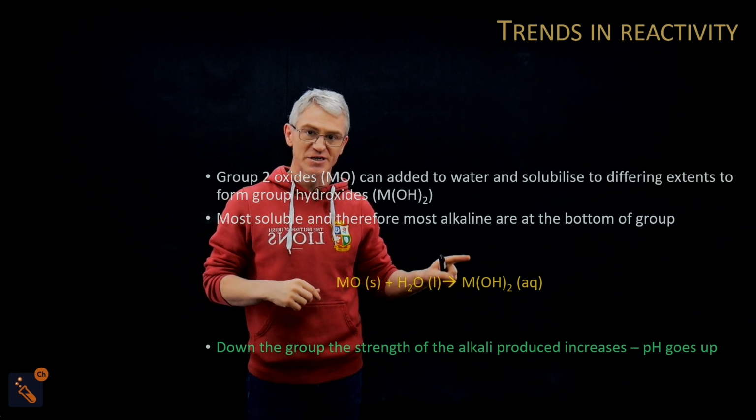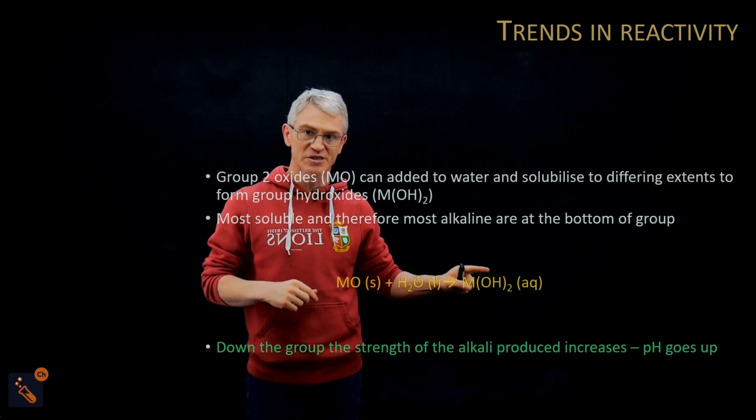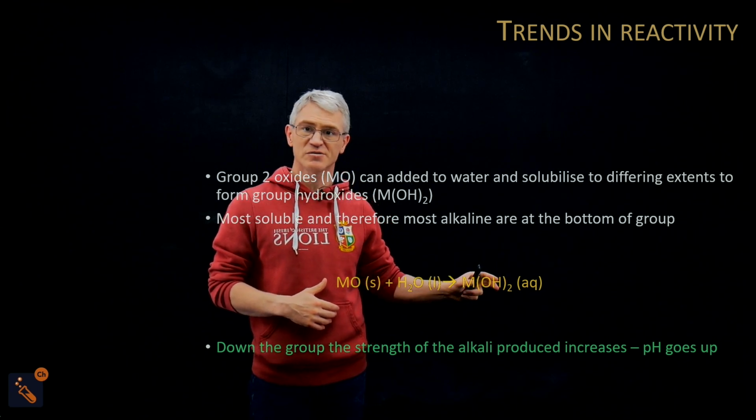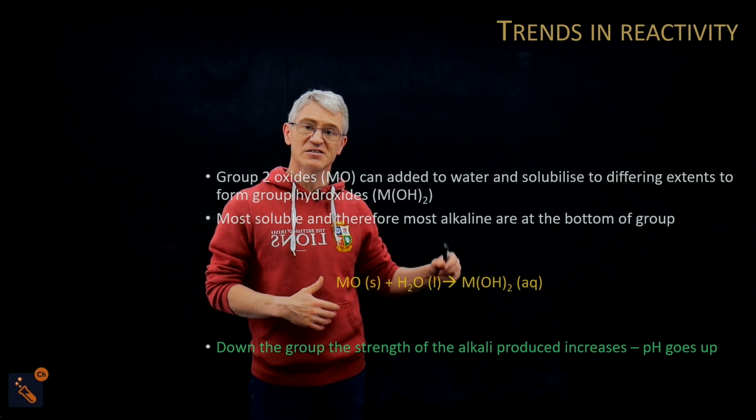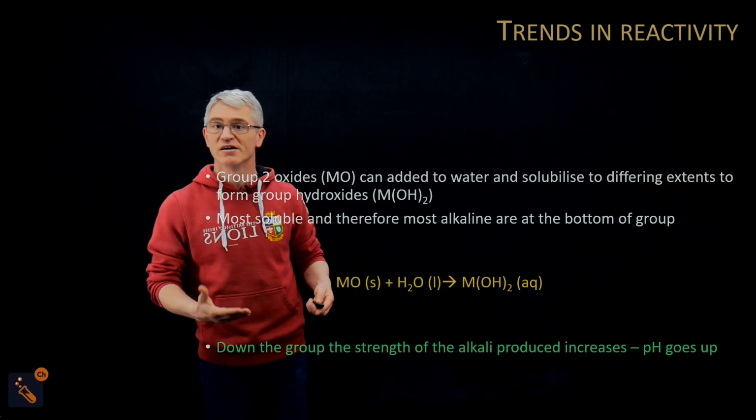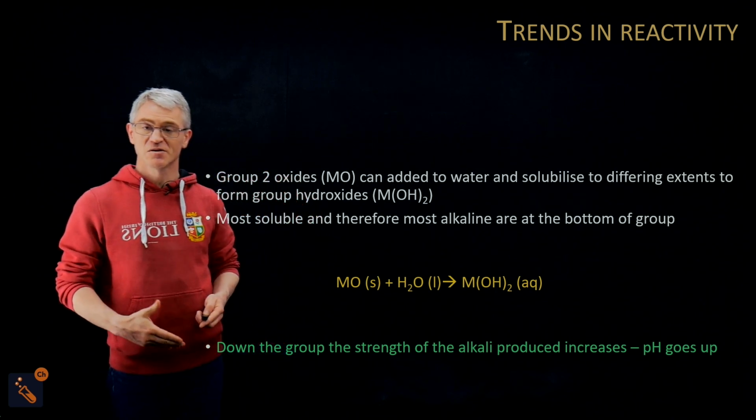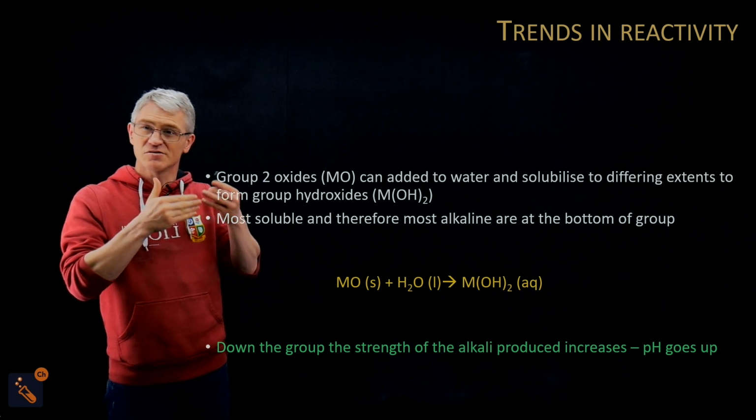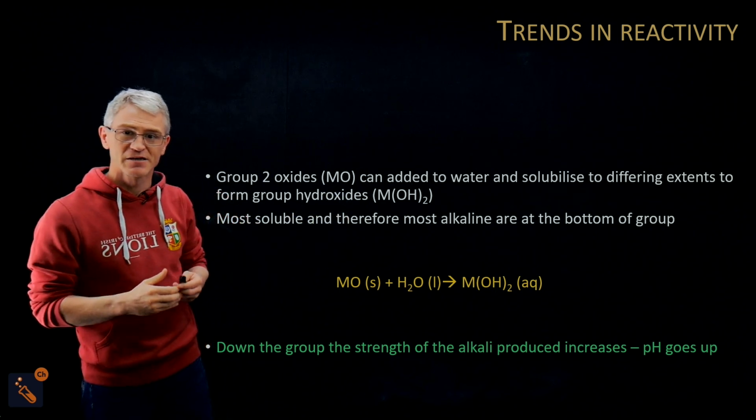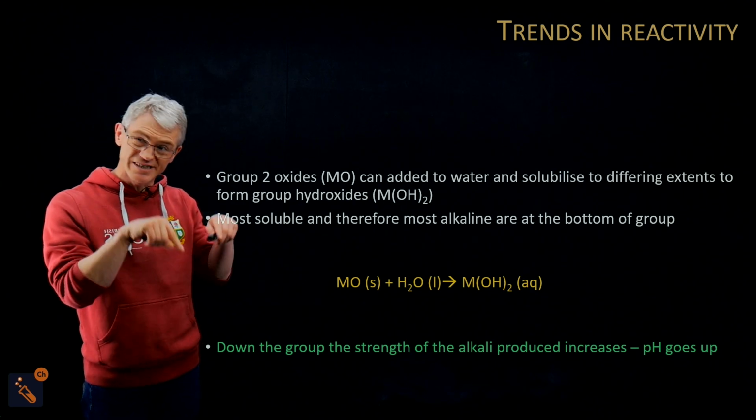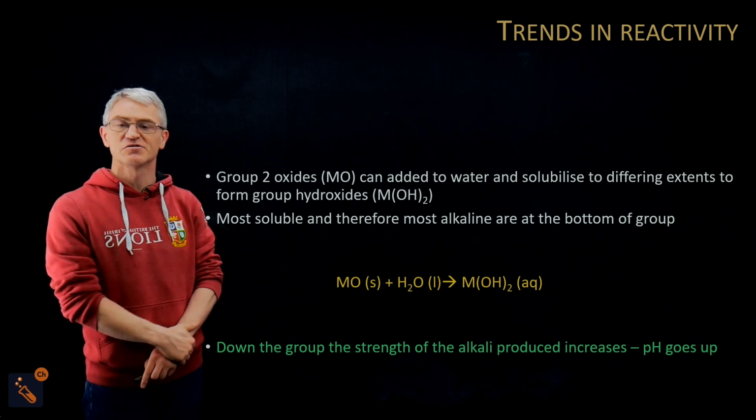That means bigger ion, weaker bond between the M and the OH, which means the magnesium hydroxide or calcium hydroxide will dissociate. If it dissociates, then you've got lots of OH minuses in solution, which means you get a stronger alkali. Whereas if the bond is really strong, the bond doesn't break, and therefore it doesn't solubilize and it doesn't dissociate. Now that means the pH will go up as you go down the group. Very important to remind you of that.